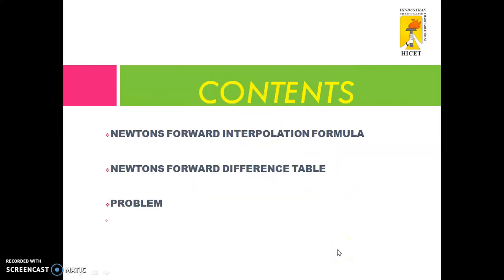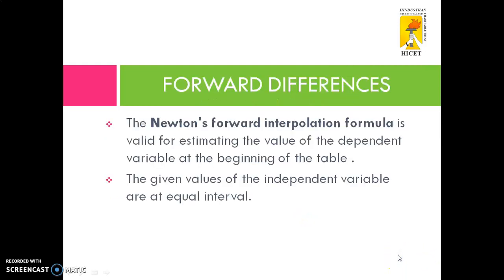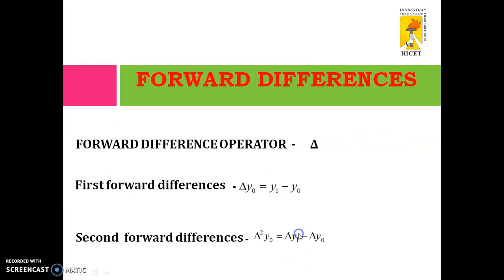In this video, we are going to discuss Newton's forward interpolation formula, which is used to find the in-between values when the values of x are equally spaced and the x value occurs at the beginning of the table. We will see how to form a Newton's forward difference table, and a problem is solved using Newton's forward interpolation formula. Newton's forward interpolation formula is valid for estimating the value of the dependent variable at the beginning of the table, and the values of x should be equally spaced.